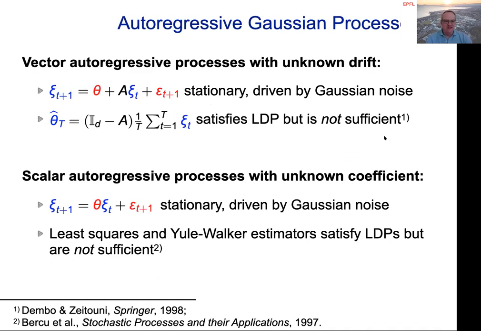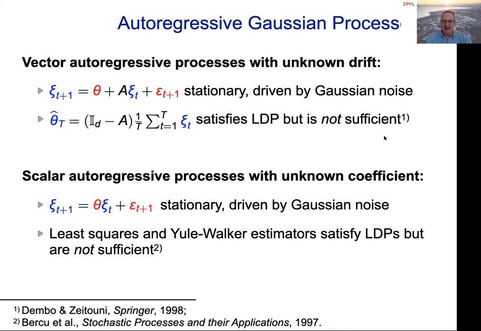Okay, so our results also apply when the observable data follows an autoregressive Gaussian process with a continuous state space. If the drift term is unknown, for example, we may use a scaled version of the sample mean as a natural estimator. This estimator is not a sufficient statistic for the true theta, but it does satisfy a large deviation principle. And therefore, our theorem one applies, and we can construct Pareto-dominant solutions for the restricted meta-optimization problem.